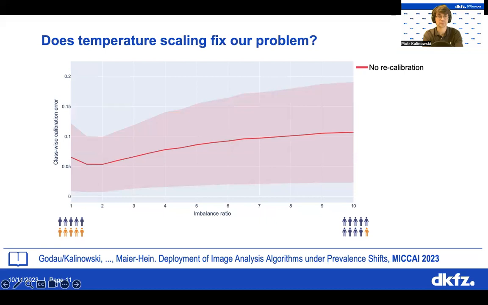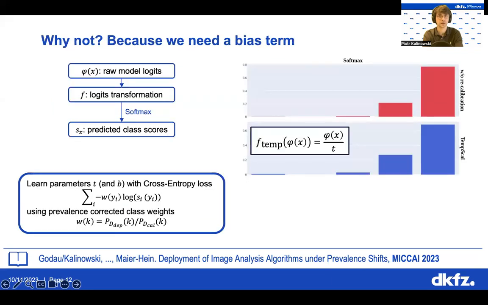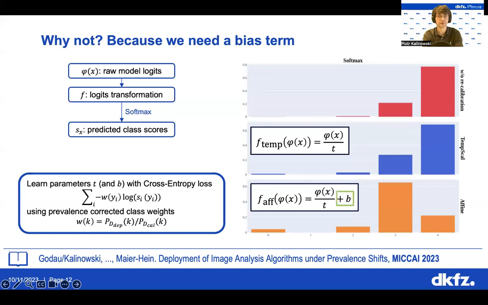So how do we fix this? The most popular way of recalibrating a model is performing temperature scaling. But does it solve our problem? Not at all. Not even if we perform recalibration by using the known prevalences of the deployment data. Why is it so? This is because temperature scaling does not include enough parameters. All logits are scaled by the same scalar t. What we need is an additional bias vector b, making the recalibration non-accuracy preserving. In other words, a recalibration that can change the predicted class.